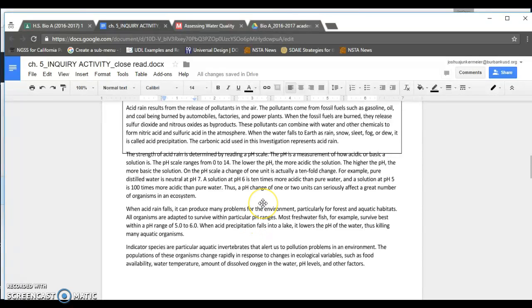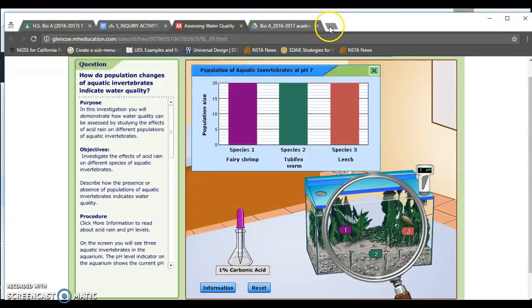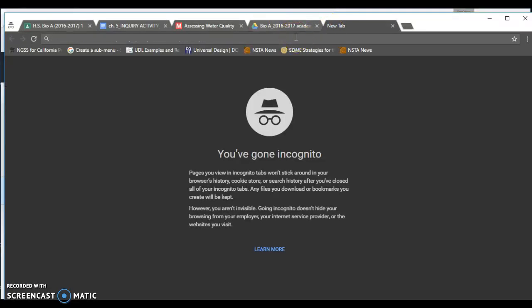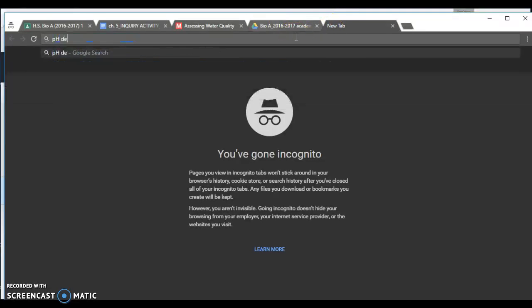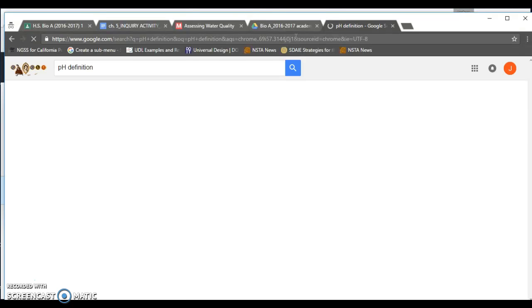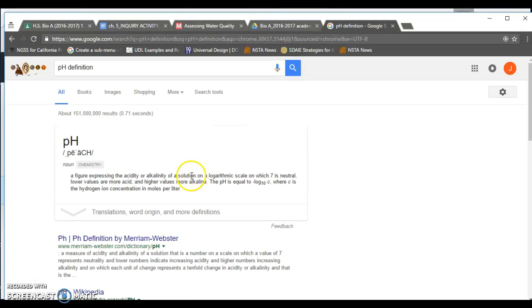Let's do pH. We'll just keep it simple. Let's look up the definition for pH. So I just type in pH definition. Now look at this right here. Okay, this definition says a figure expressing the acidity or alkalinity of a solution on a logarithmic scale.